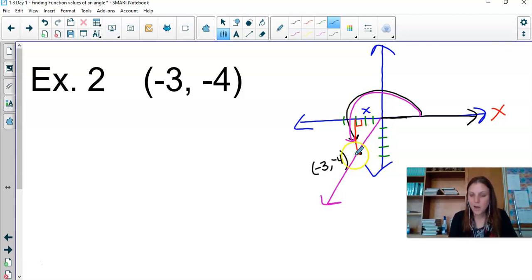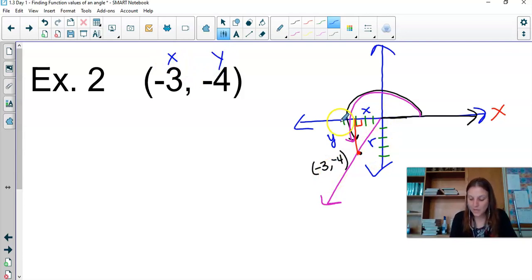This is my hypotenuse. The diagonal line is the r value, that's the hypotenuse. So that means the one that's parallel with the y-axis, the other side would be y. Let's fill in what we know. This is x and this is y.